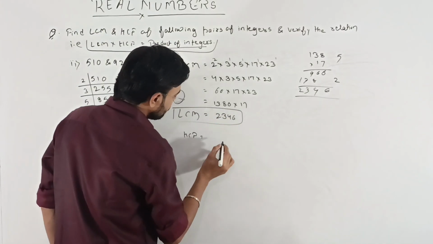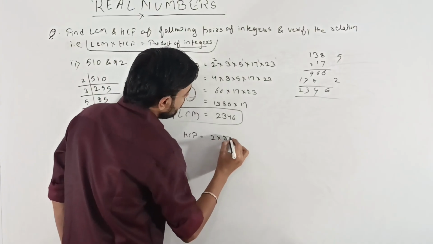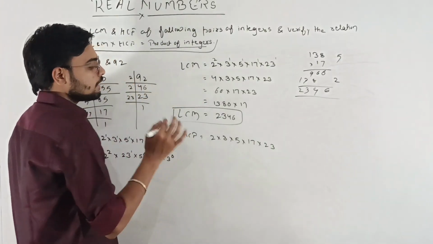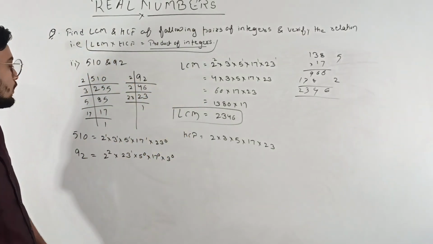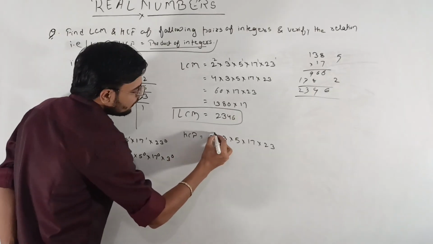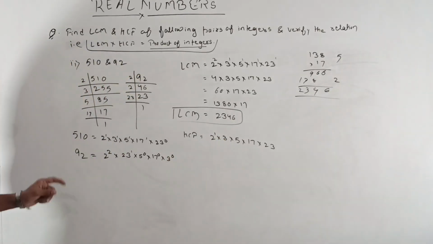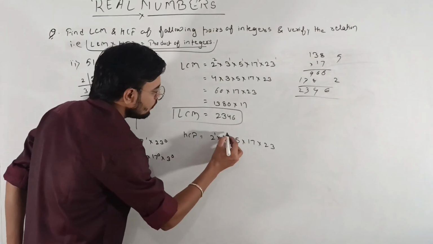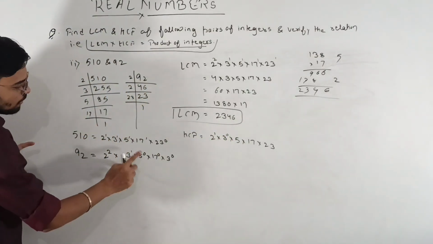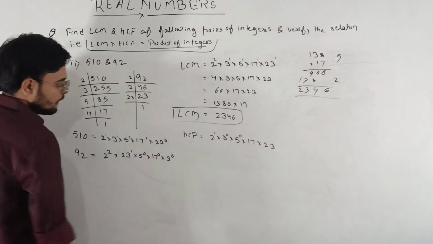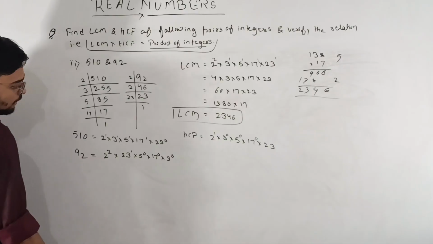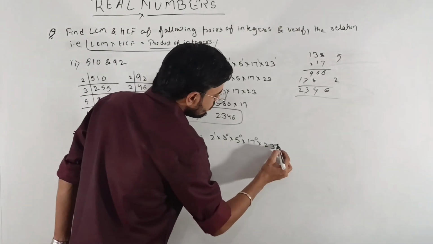Now HCF. Again for HCF, 2 into 3 into 5 into 17 into 23. Now for HCF we take the smallest power. The smallest power of 2: this is 1, this is 2, then the smallest is 1. Now the smallest for 3: 1 and 0, then 0 is smallest. For 5, which is smallest? There is 1 and there is 0, then the smallest is 0. Now for 17, this is 1, this is 0, then 0 is smallest. Now for 23, 1 and 0, 0 is smallest.